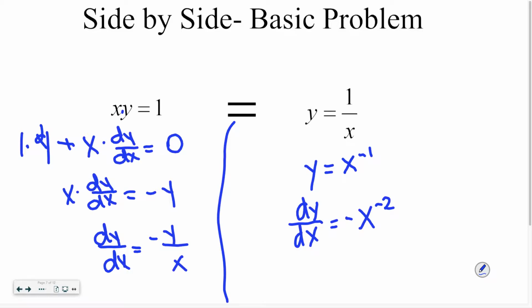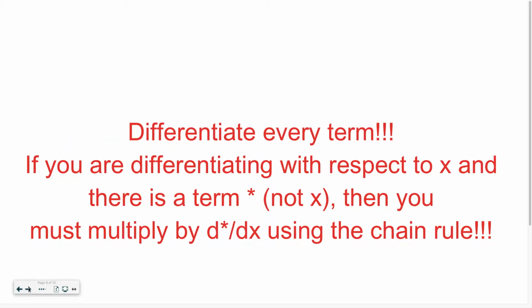If you're taking the derivative, and we have an implicit function, if you are differentiating with respect to x, and you do not have an x, then you need to take the chain rule and multiply whatever derivative by, in this case I used a star, d star dx. If it's in y, you have to multiply that derivative by dy dx. If it's a z, you have to multiply it by dz dx. If it's a star, you have to say d star dx.